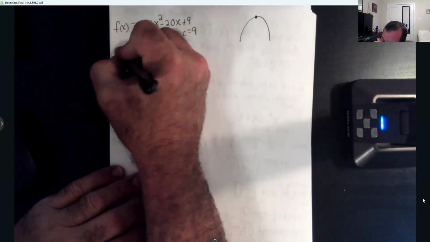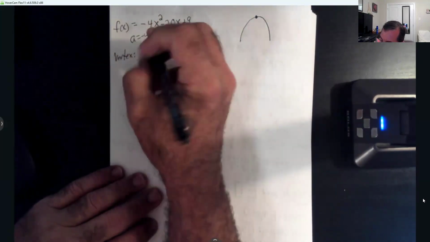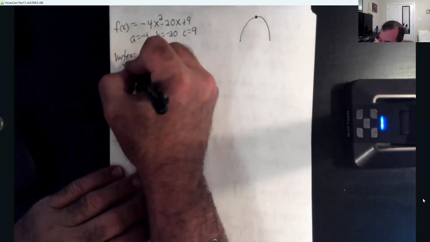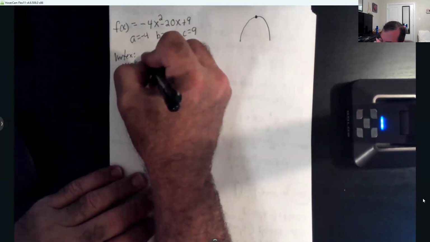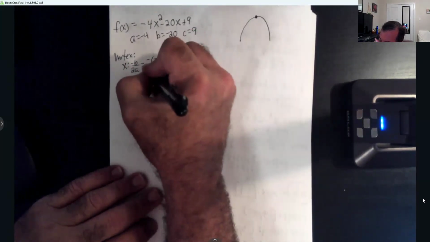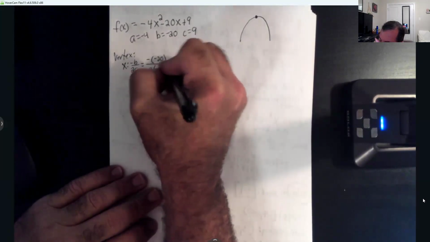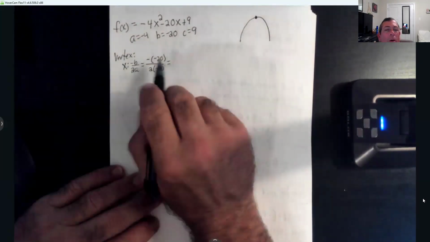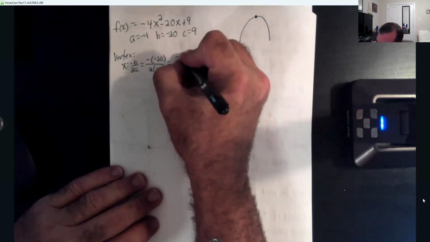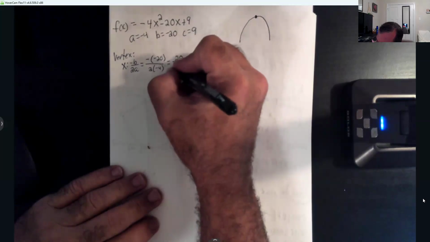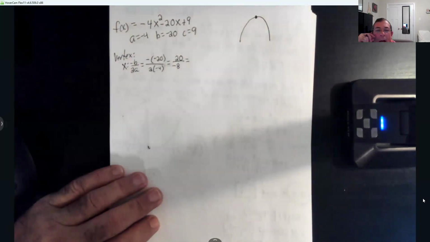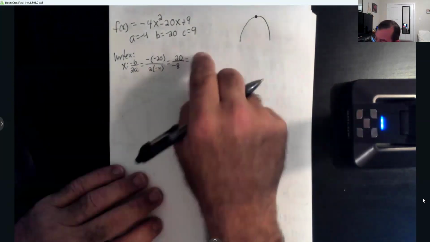All right, so first we want our vertex. I'm going to get the x value by doing negative b over 2a. So that'll be negative times negative 20 over 2 times negative 4. Well, now look at this one. Negative and negative make that a positive 20. Uh-oh, y'all, but 2 times negative 4 gives me a negative 8. So I can't divide that, but I got to reduce it.